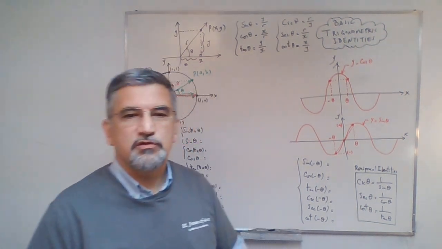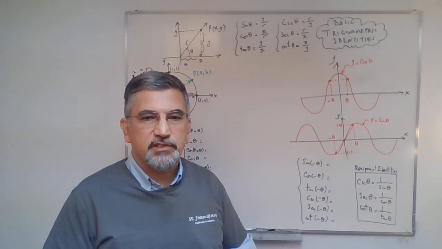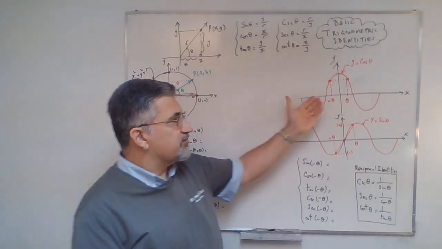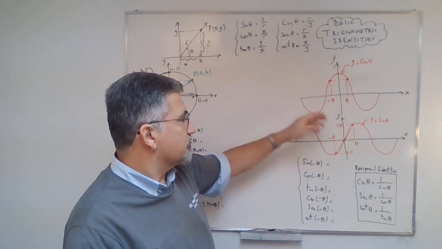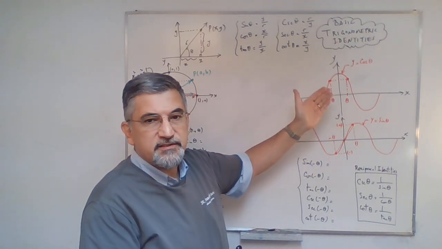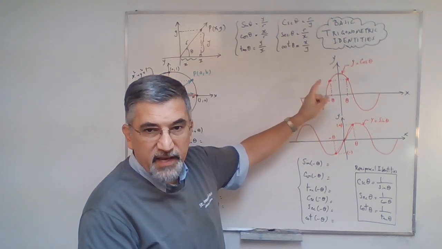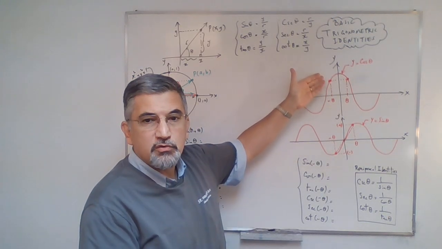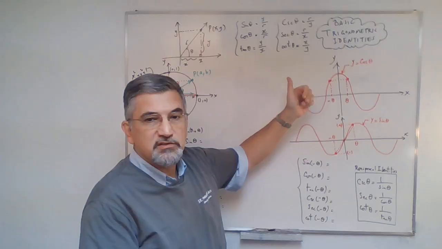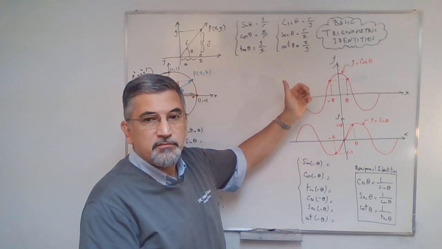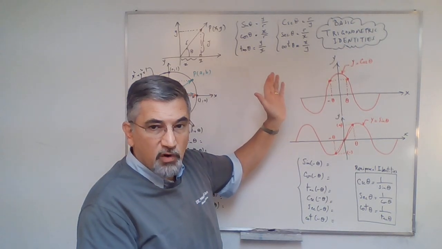Hello everyone, we continue proving more and more trigonometric identities. Let's have a look at the graph of cosine function. Cosine function has a graph that is completely symmetrical with respect to the y-axis. And this is because the cosine function is an even function, and we know that all even functions are symmetrical with respect to the y-axis.